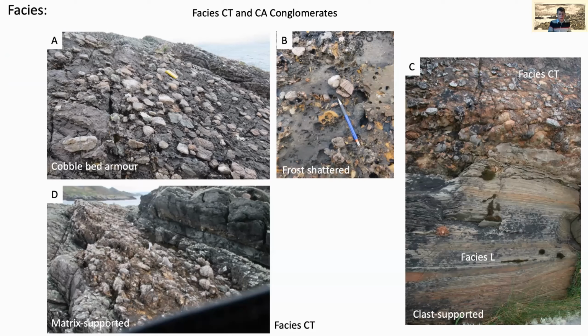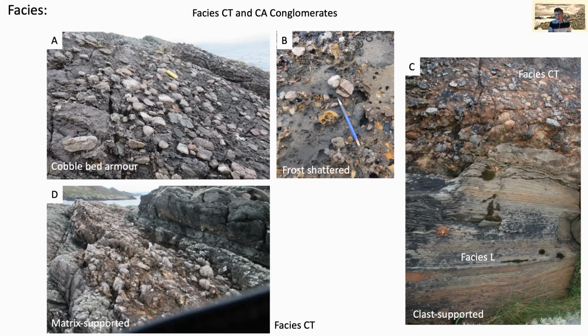We have frost shattered stones. There's a simple one here. It's just been wedged open at the tip of the pencil there, and then not subsequently moved. So any transgression on these bed armors is actually relatively gentle. These frost shattered stones have not been displaced one from the other. That's an important point. In facies C, we see some laminated siltstones.